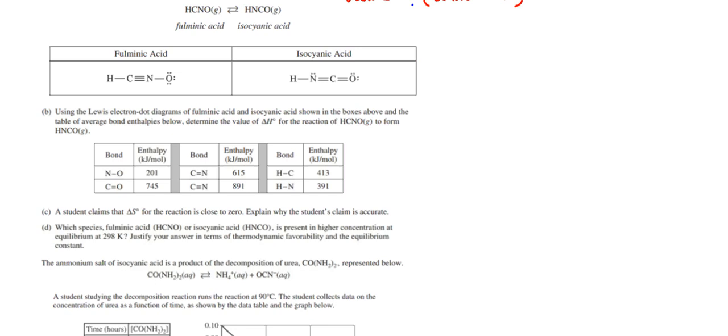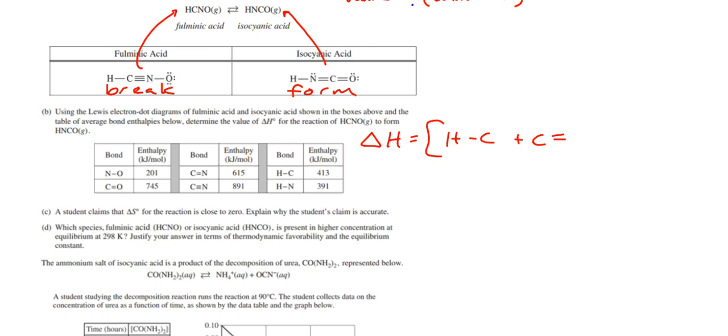Luckily, they give this to us. So this one's here. This one's here. I have to break these. I have to form these. Okay? Very important. They are throwing this out here. It's not a hard concept, but almost every student messes this up. So what I would need, I'm going to write it down this way instead of the actual numbers. I need an H-C. I need a C triple bond N. I think this is just more descriptive. Okay, and then I subtract. Why do I subtract? Because when you form a bond, it releases energy. That's why it's a subtraction.